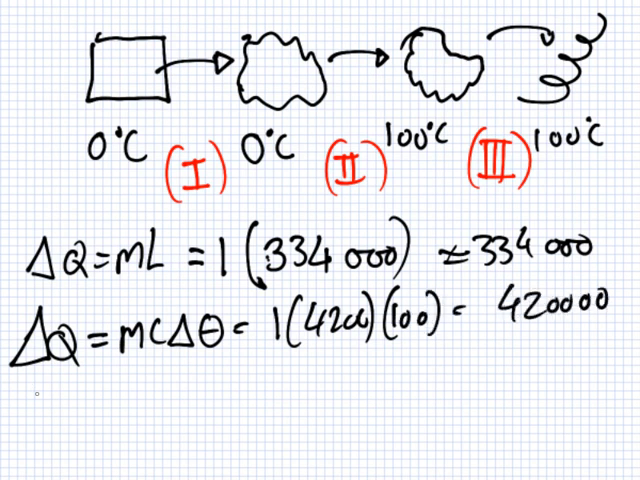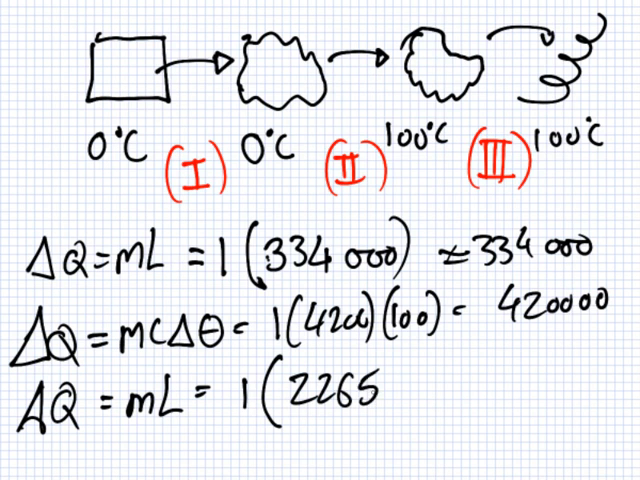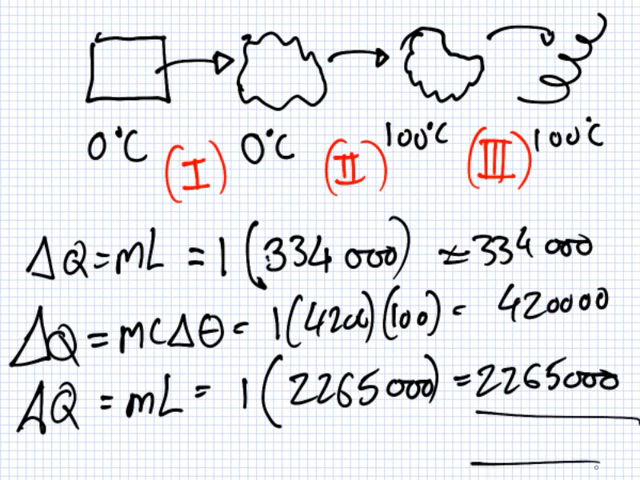Alright. And the last one, what formula do I need for the last part, part 3? mL, and m is 1, and what is the latent heat of vaporization? 2265 kilojoules. 2265, that's huge. So if I add all 3 together, I'll get the energy. Very good.